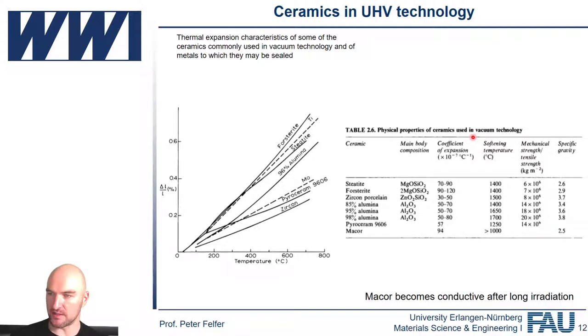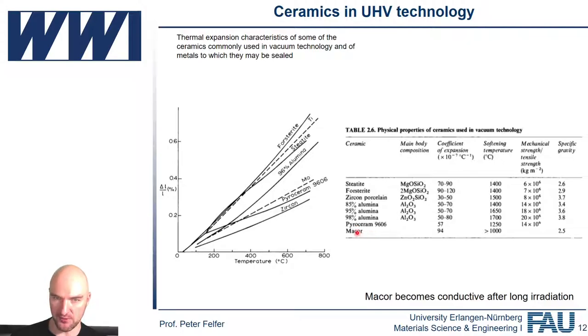So this was the metals part, but we will also need ceramics. We will need ceramics because we will need insulation. Yeah? We need electrical insulation, but thermal conductivity. And for this, we use ceramics, and most ceramics are pretty okay to use in ultra high vacuum.